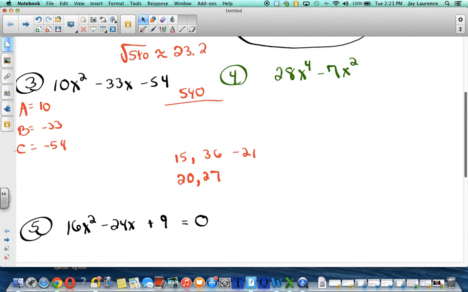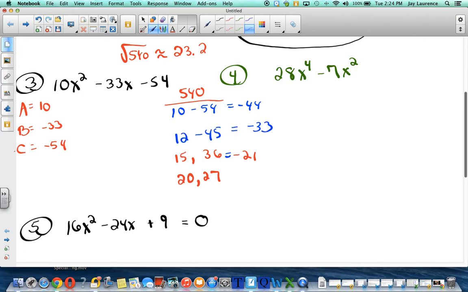Well, let's see. I don't think 10 and 54 would work, because if I subtracted those, I'm going to get negative 44, right? So my factor has to be between 10 and 15. Well, let's see. I know 9's going to go in, but 9's not between them. 11 won't go in. How about 12? 540 divided by 12. It goes in 45 times. 12 minus 45. Oh, look at that, negative 33. There's my pair.